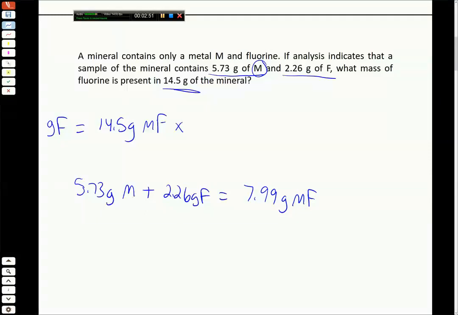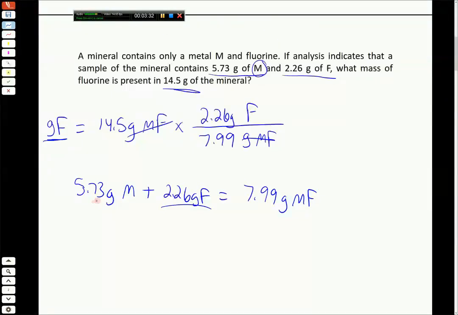So what this tells us is that now we have some potential conversion factors and ratios we can set up. For every 7.99 grams of the mineral, we have 5.73 grams of metal, 2.26 grams of fluorine. What we're looking for is the mass of fluorine in the sample, so we're going to use that as our ratio. We want the mass of the mineral to cancel out, so we're going to put the 7.99 in the bottom. And then for those 7.99 grams, we have 2.26 grams of fluorine. So this ratio allows us to convert the amount of the mineral we have, 14.5 grams, into an amount of fluorine in that larger amount of sample.